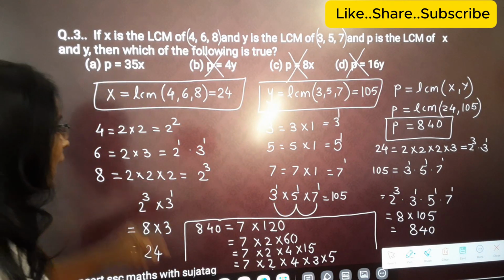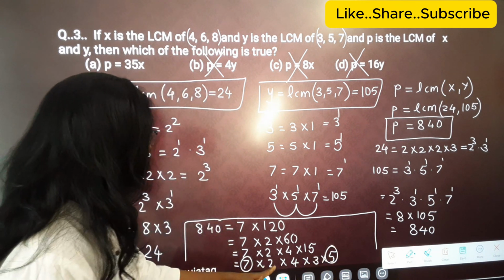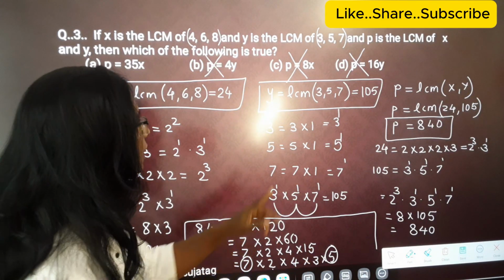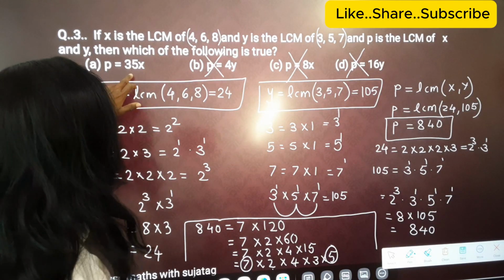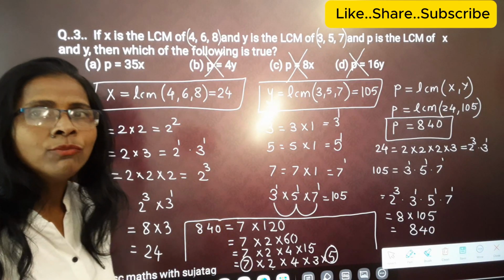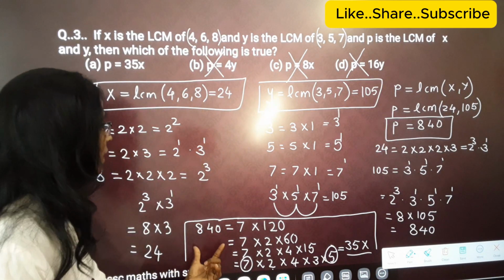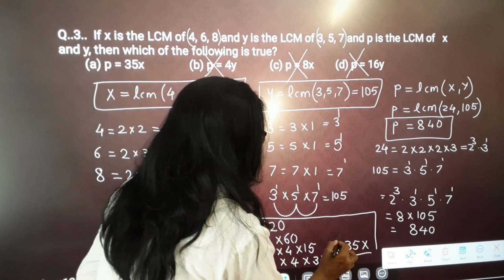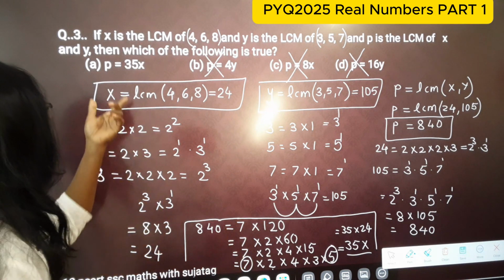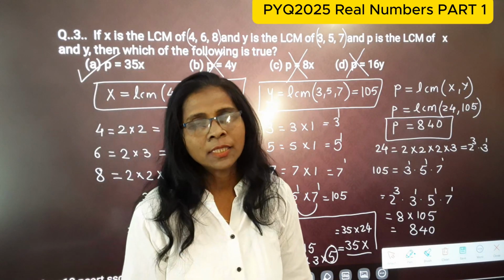So now check this value, that is for 35. 7 fives are 35 and then 2 fours are 8, 8 threes are 24. So 24, that is 35 and x is a value of 24. Yes, it is the right answer. So here we can say that 35x is a factor of this 840, because at the place of x we can write 35 multiply 24. So the correct option is A, P is equal to 35x.